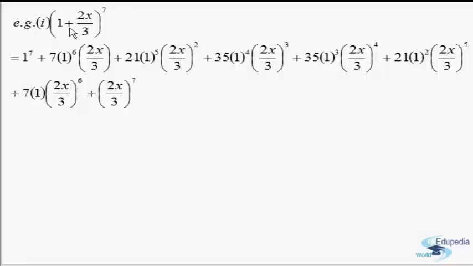For example, we have 2x plus 3 over here. In the first expression, we're going to get 2x plus 3 raised to the power of 0. Then in the next expression we're going to have 2x plus 3 raised to the power of 1, as you can see over here. Then 2x plus 3 raised to the power of 2, 3, 4, 5, 6, 7, till we reach the power of the expression.